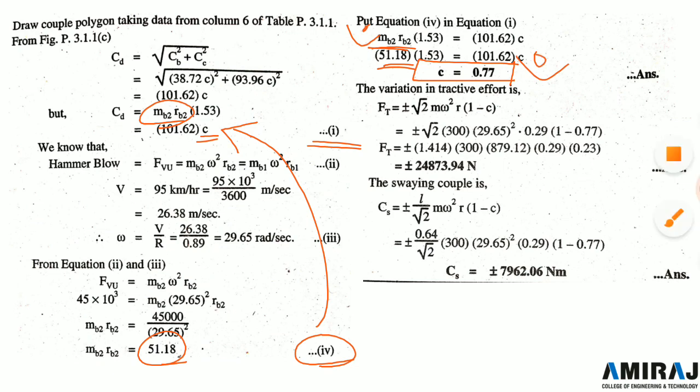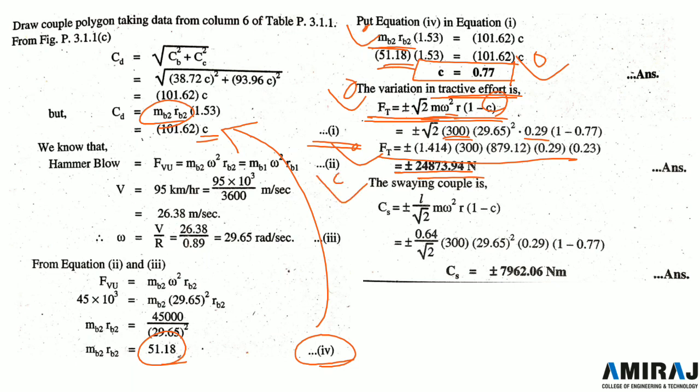Then the second thing we have to find is the variation in tractive effort. Variation in tractive effort Ft is given by plus or minus under root 2 m omega square r 1 minus C. We will put the value of C, m is equal to 300, omega and r are also known. So we will get the Ft, that is tractive force, in plus or minus.